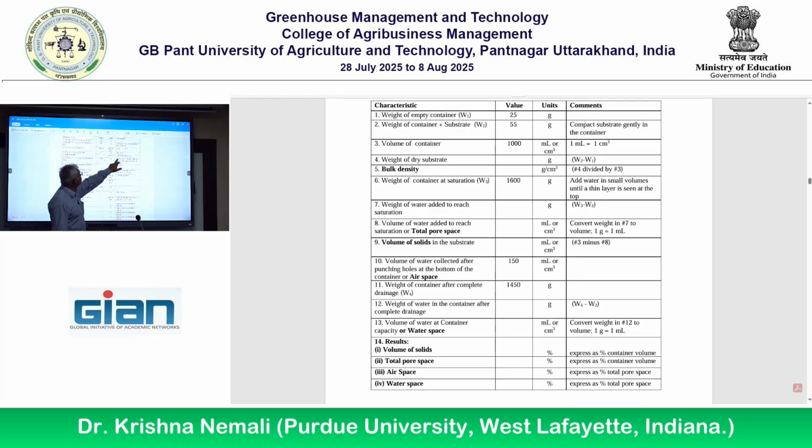So I'm saying bulk density is number 4 divided by number 3. What is number 4? Weight of dry substrate. Divided by number 3, which is what? Volume of container. So the volume of container is 1000. How do you get weight of the dry substrate? I'm telling you here, W2 minus W1. So it is right there. If you just read through it carefully, you will find everything you need there. It only takes probably 15-20 minutes to finish that. But you can calculate all the characteristics, and let's finish this table.